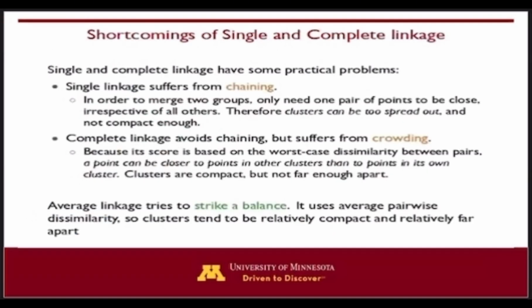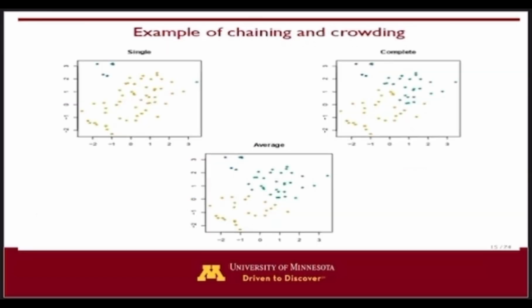Now, I think I just talked about how single linkage suffers from chaining. Complete linkage avoids chaining but suffers from overcrowding. The average linkage will strike a balance. And I wanted you to take a look at the three. They are not the same. Look at the single, when you use complete, when you use average.